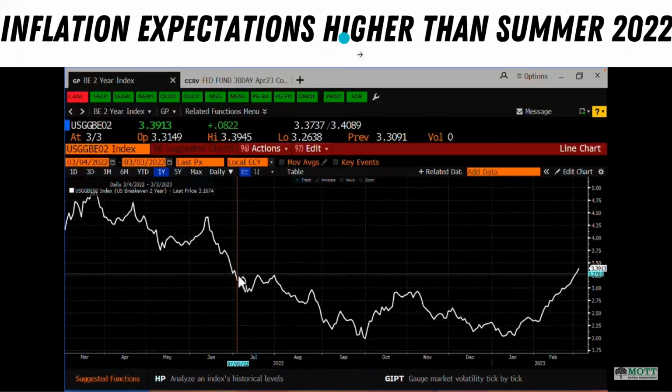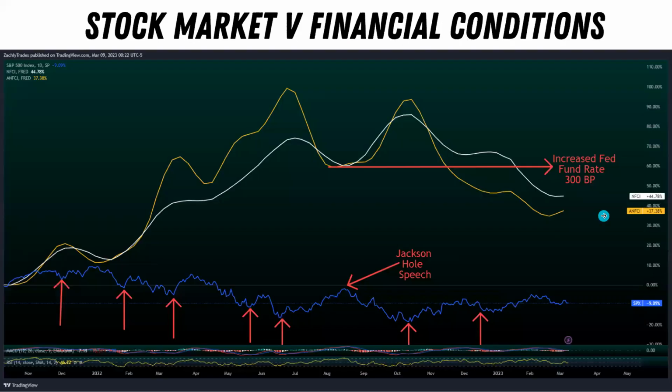If you take a look here, we currently are higher than the summer of 2022, right? So this is the summer of 2022, and you can see we're actually above those levels when it comes to the inflation expectations. Now, why is that important? Well, what we're looking at here is the stock market versus financial conditions chart. This is the summer of 2022, and look at what we were at. We were at highs in the stock market, and then ultimately we ended up crashing down.